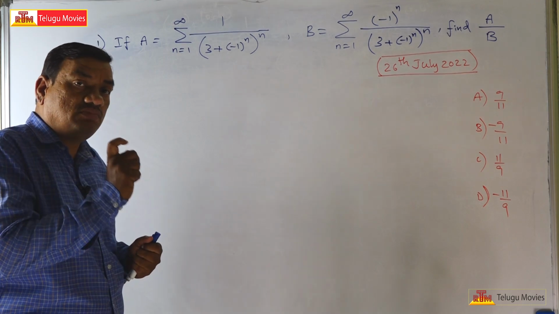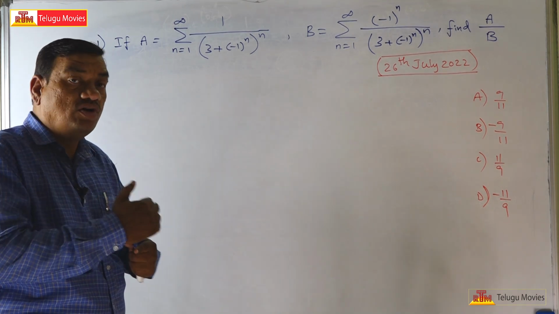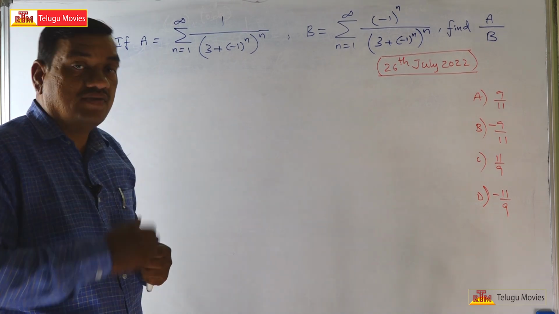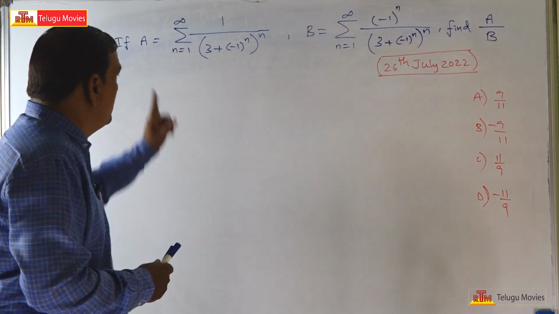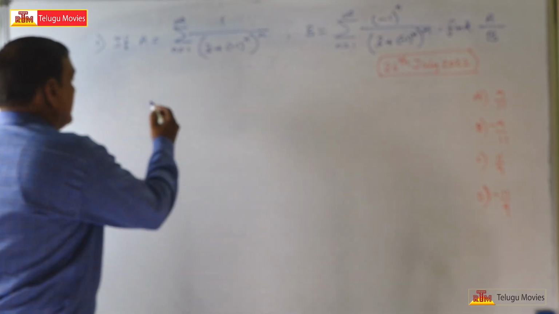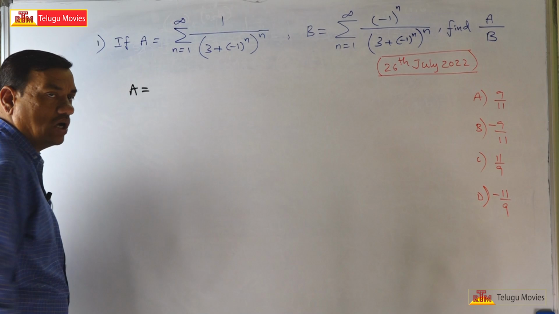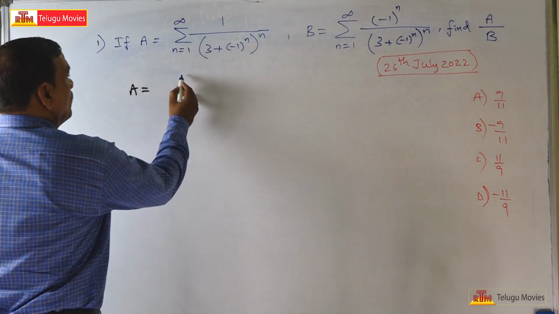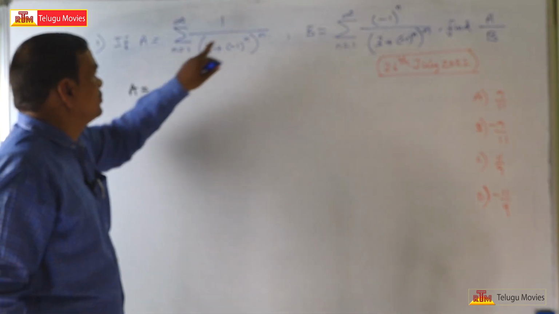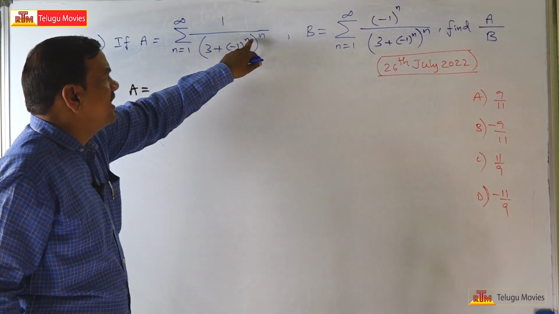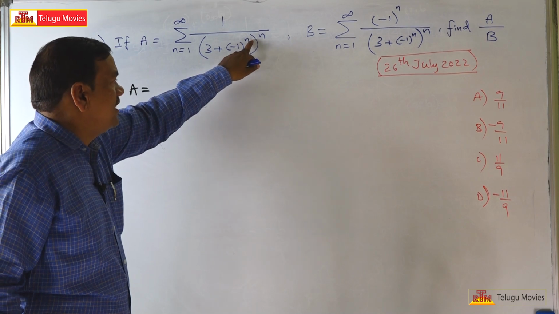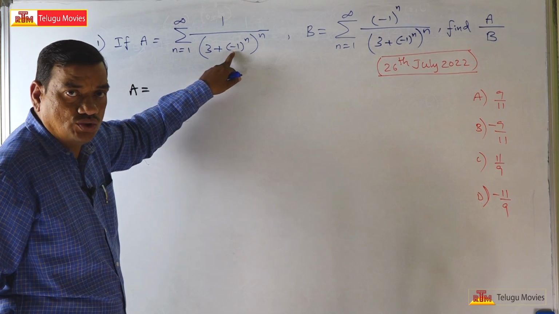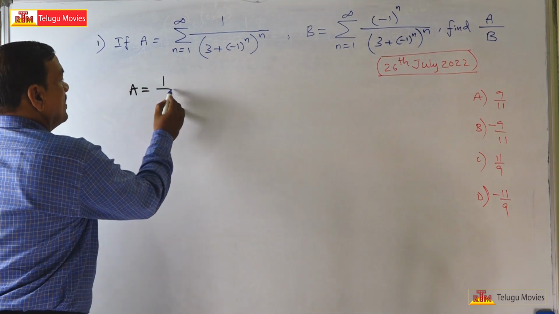So first think about the next step. Don't think about the final answer. Think about the first step. Here, what is the first step? Now here I am taking A is equal to, wherever n is there, first start with 1. So I will directly calculate here. Wherever n is equal to 1, substitute 1 here. So this is 3 minus 1, 2. So that is equal to 1 by 2.